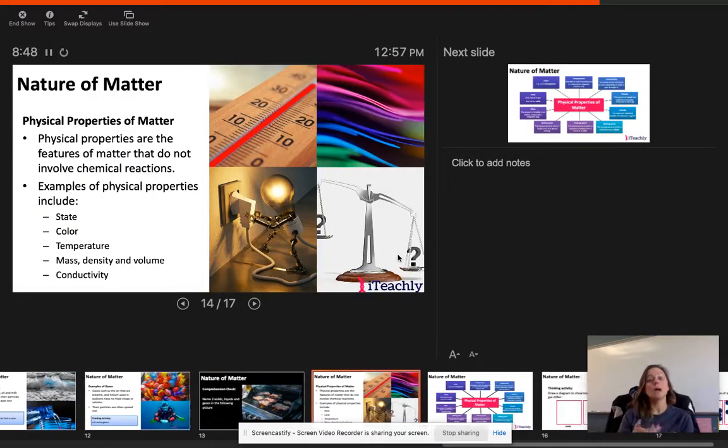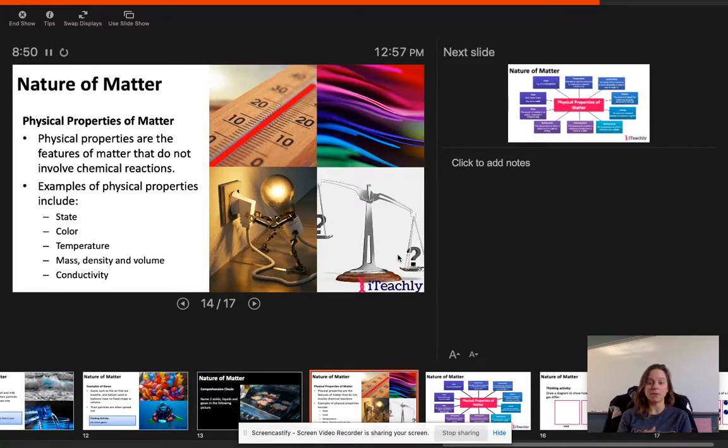Okay, so now we talked about states of matter. Now, the state of matter is actually a physical property of matter. And when we're talking about physical properties of matter, this is just their physical appearance. What do they look like? How hard are they? What state of matter are they in? What color are they? Can they conduct heat? How densely packed are the particles in the substance?